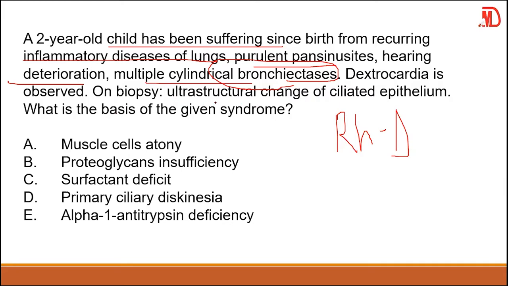Now, on biopsy, ultrastructural change of ciliated epithelium. What is the basis of the given syndrome? And of course, you know that for cilia to work properly, it needs the right atmosphere. That's why people with this kind of problem with the cilia, you can find them in Kartagener syndrome or even in cystic fibrosis. We call it cilia dyskinesia. These kind of people suffer from these kind of troubles.